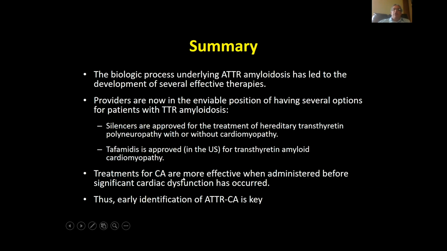And the main message I want to give you, though, is that all of these therapies are much more effective when given early. So please go find patients and find them early in the course of their illness so that we can leverage these therapies most effectively.